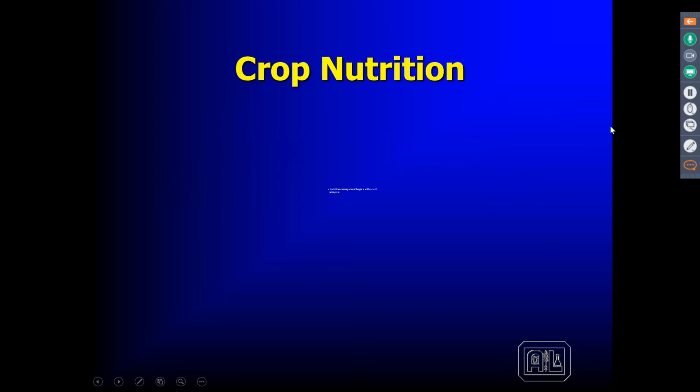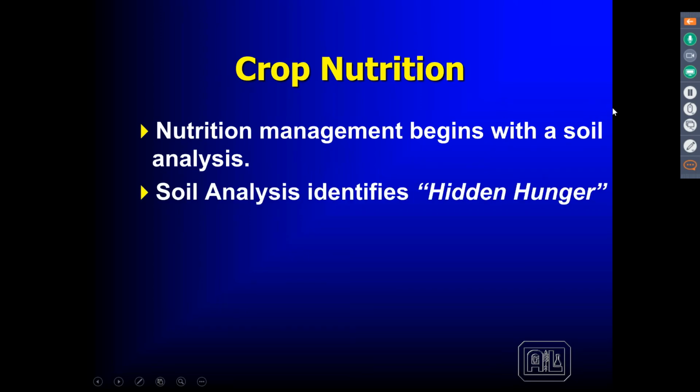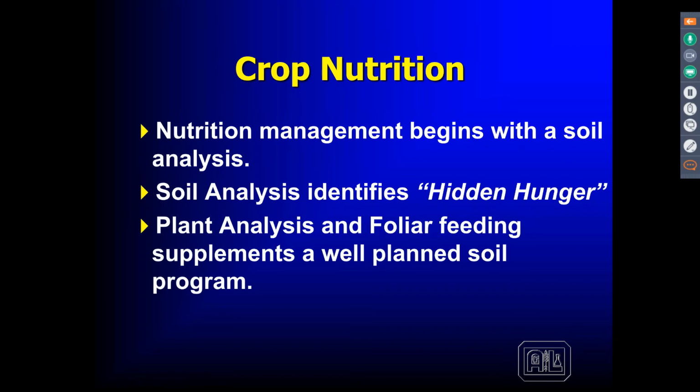We look at crop nutrition. Crop nutrition starts with a good understanding of soil fertility and fertility variability within the field. The main thing we want to look for before we design a fertility program is looking for hidden hungers and address the hidden hungers with supplemental feeding, either top dress or foliar nutrition. Plant analysis and foliar feeding supplements this well-balanced soil program, and we use tissue analysis to monitor that throughout the season.